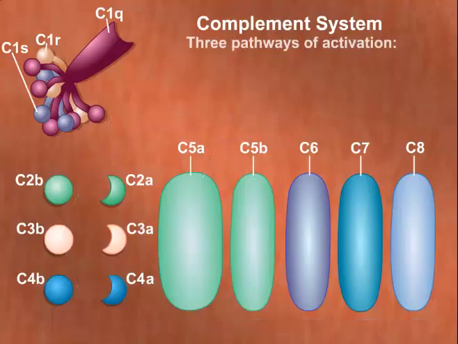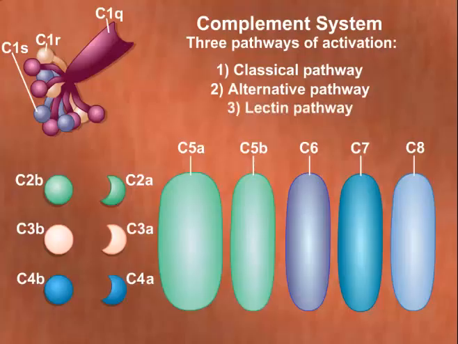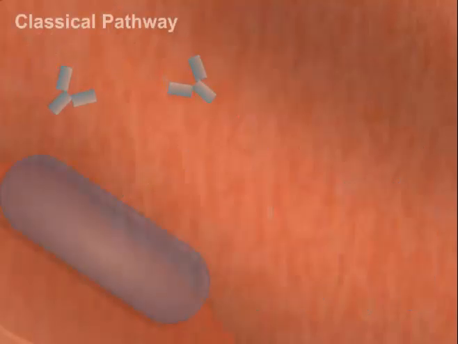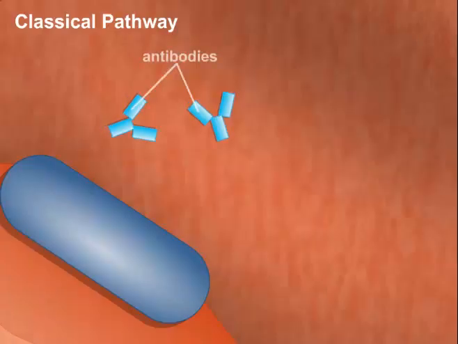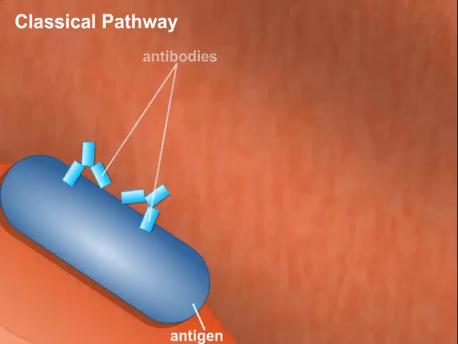There are 3 pathways of complement activation: the classical pathway, the alternative pathway, and the lectin pathway. The classical and alternative pathways are demonstrated in this animation. The classical pathway requires interaction of antibodies with an antigen, usually on a cell surface.